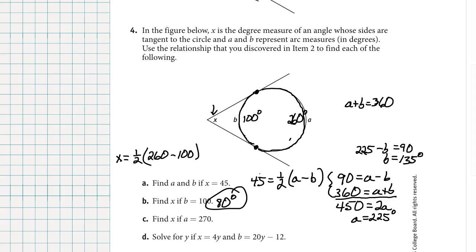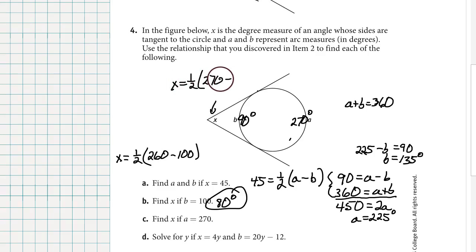Let's try question C. Let's take out the information from our drawing and replace it with the fact that A is 270 this time. If A is 270, how much is B? 360 minus 270 is 90. Now we can get angle x using today's theorem. The angle equals half the difference of the intercepted arcs. So 270 take away 90 is 180, and half of 180 is 90 degrees.